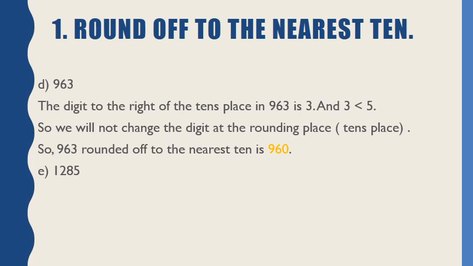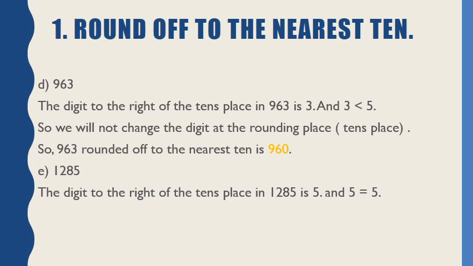1285. Children, this is the whole number 1285, which we have to round off to the nearest 10. Now children, let us see what the digit at the tens place is. It is 8. And what is the digit to the right of the tens place? It is 5. So the digit to the right of the tens place in 1285 is 5, and 5 is equal to 5.